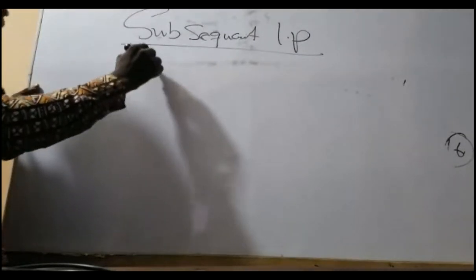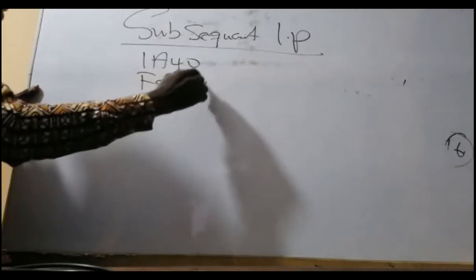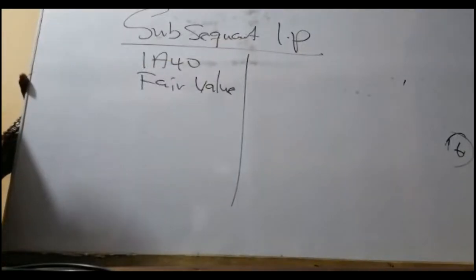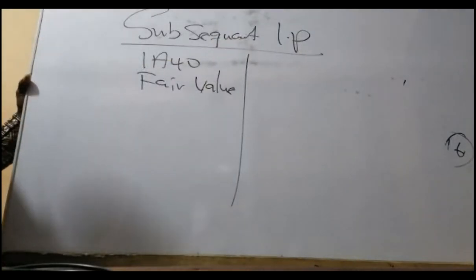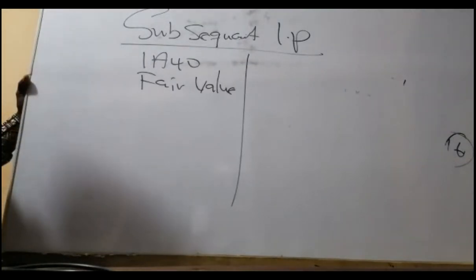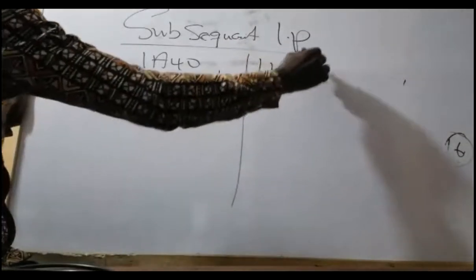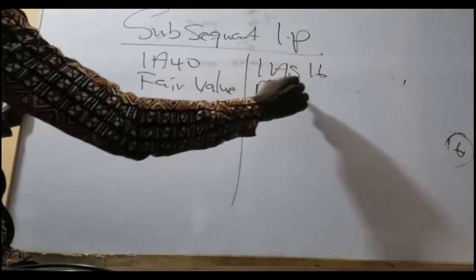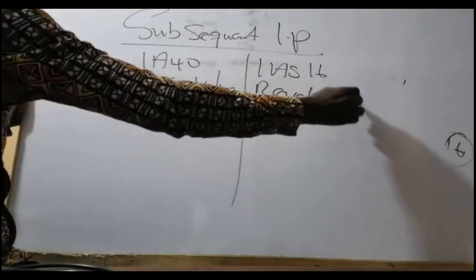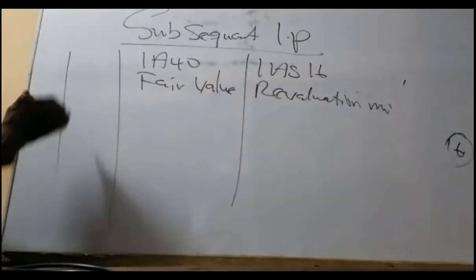Now we have what we call IAS 40. We will call it fair value. If an examiner asks you the difference, don't tell the examiner that one is called fair value, one is called revaluation model, one is IAS 16, one is IAS 40. All these terms will be mentioned in the question so that you don't repeat those. And then IAS 16, we call it the revaluation model.